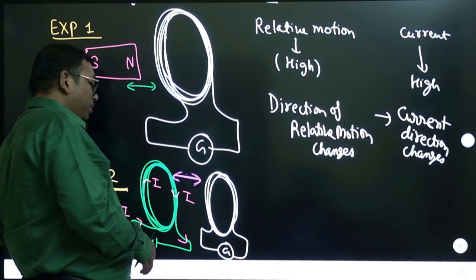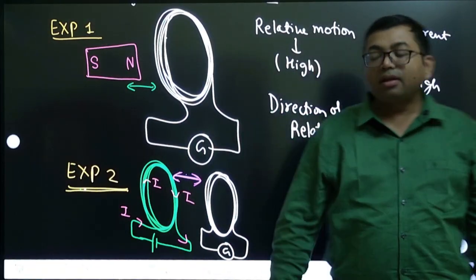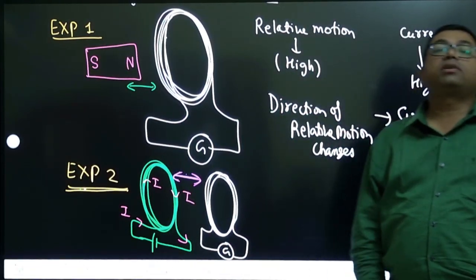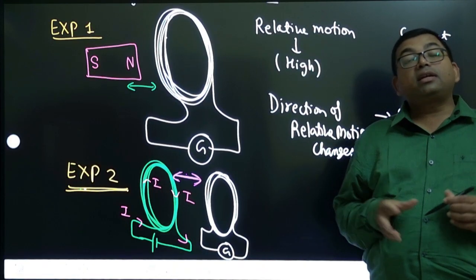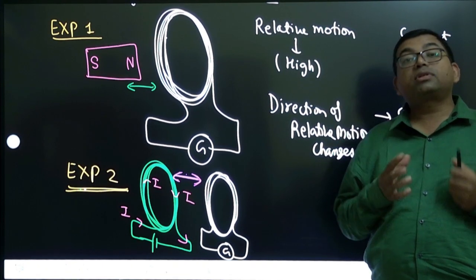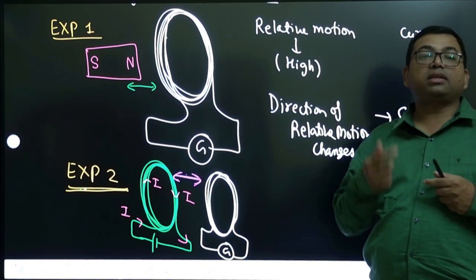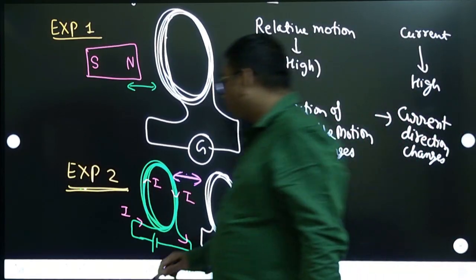If you are moving away, deflection direction will change. So all these observations were there, but here also relative motion was there. So Faraday was thinking how to produce current without moving anything. Without moving anything, can we produce current or not? Then in the third experiment, he modified a little bit in this, and he could do that.